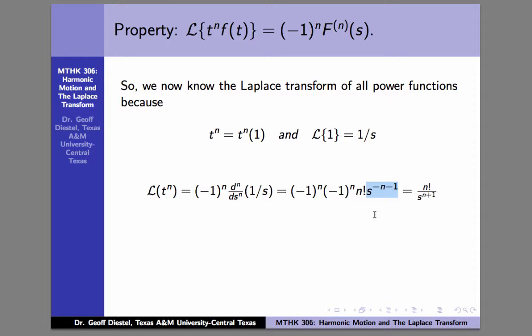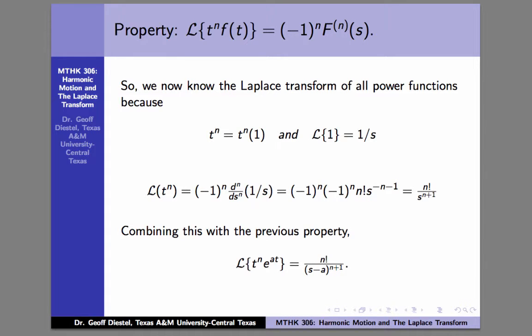So the Laplace transform of t is 1 over s squared. The Laplace transform of t squared is 2 over s cubed. The Laplace transform of t cubed is 6 over s to the 4th, and so on and so on. Again, combining this with our formula where we multiply a function by an exponential, I'm just multiplying t to the n by an exponential. So I'm taking the Laplace transform of t to the n, and I'm going to change the variable s to s minus a. That's all we're doing. So now we have those as well.